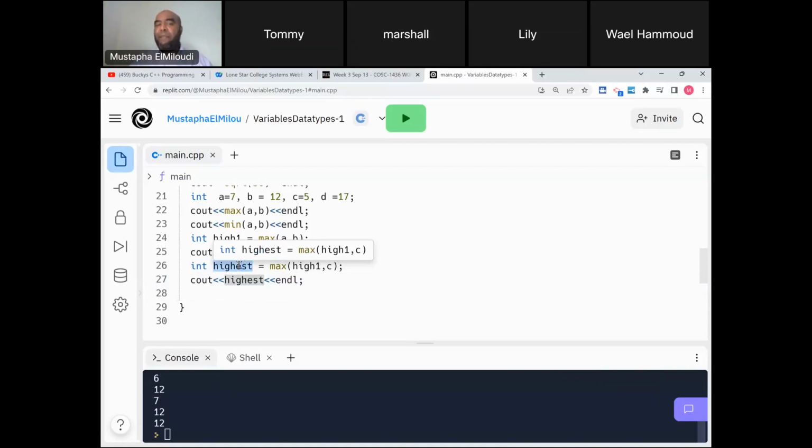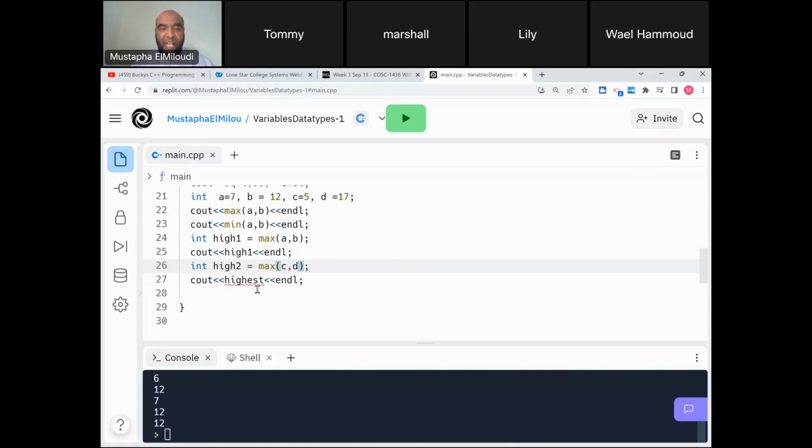Let me have high2 first. So what can I compare? C and D. High2 holds C and D, excellent, very good. So now high1 is the highest of the first 2, and high2 is the highest of the last 2.